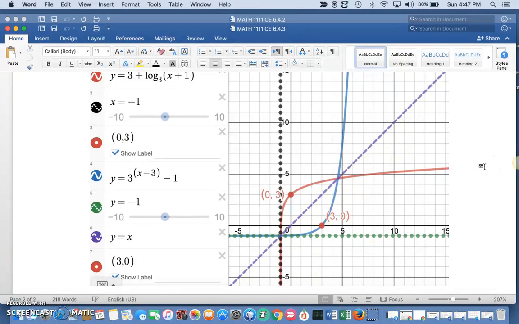I hope that all makes good sense to you. It's a very important concept. I almost feel like if you can do these problems right in here, then you pretty much have exponentials and logarithms pretty well under control.